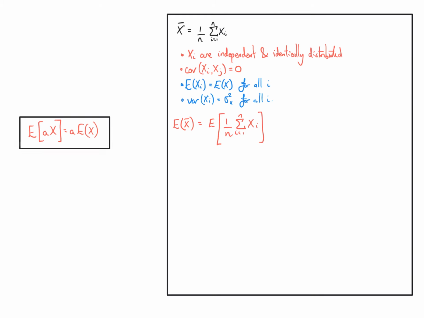we can rewrite our initial expectation here by taking the 1 over n outside, which is going to be equal to 1 over n times the expectation of the sum of all of the xi's. Now, the second thing that we know about random variables is that the expectation of a sum of random variables is equal to the sum of the expectations.